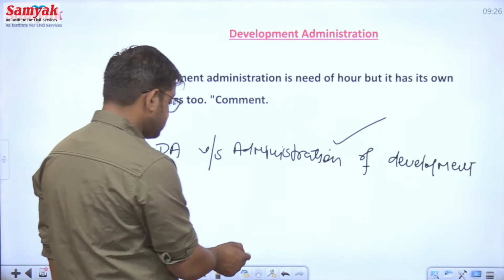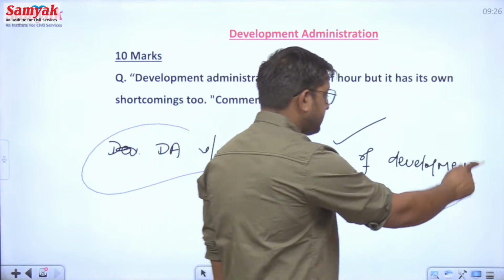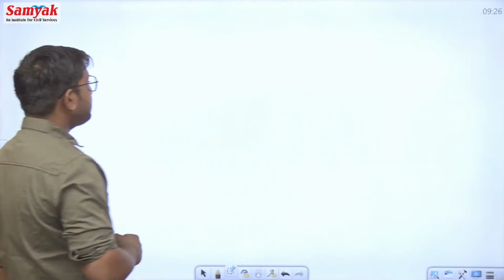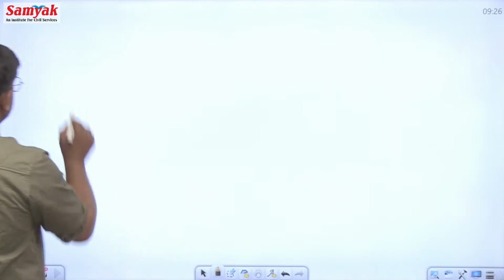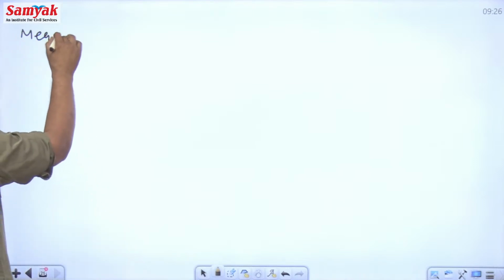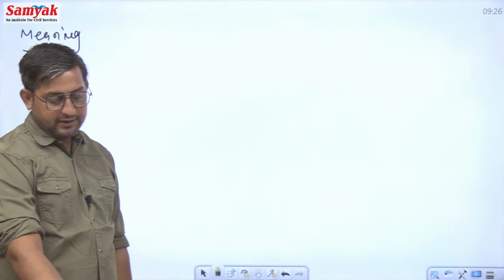So let's first write down the definition of the development administration. And in case of the development administration, the best definition is given by the George Gant. So meaning, अपने एक बेसिक डिस्कस कर ही लिया. अब फॉर द राइटिंग इन द एग्जाम, द डेफिनेशन ऑफ द डीए.